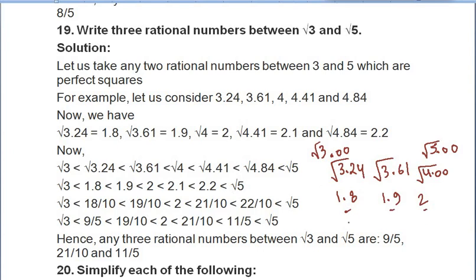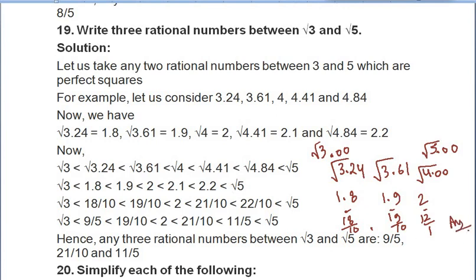Or you can write this as 18 by 10, this as 19 by 10, and this as 2 only, or you can write 2 by 1. So these are the answers, the rational numbers.